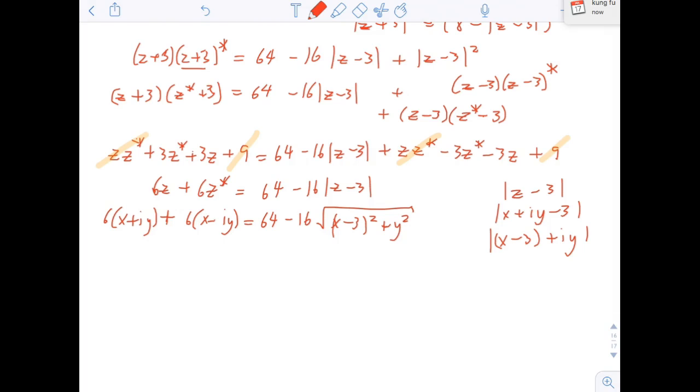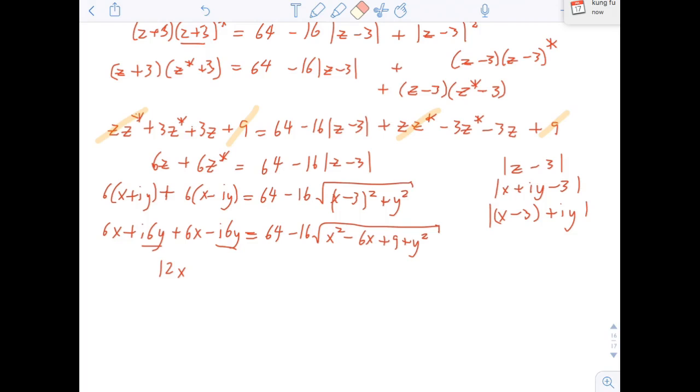So this left side is going to be 6x plus 6iy plus 6x minus 6iy. And then look at that, the 6iy and the minus 6iy cancel out. So we end up with 12x on the left. And now we're getting to the point where we can remove the root sign by squaring both sides. If we move 64 to the left side, we're going to put 12x minus 64.